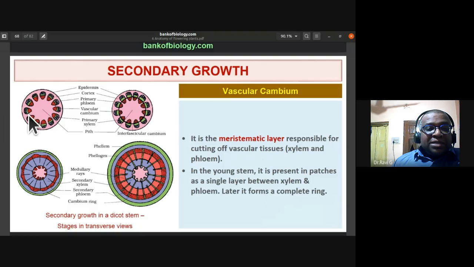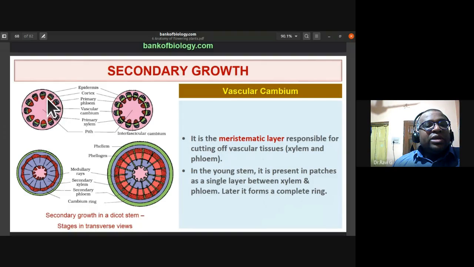Some of the parenchyma cells in between the vascular bundles, in the medullary rays, de-differentiate. That is, from permanent tissue they become meristematic tissue. They de-differentiate to form interfascicular cambium. So everywhere you can notice inter, intra, inter. Throughout, you find intrafascicular cambium along with interfascicular cambium.